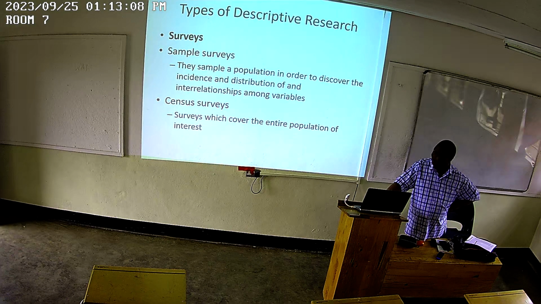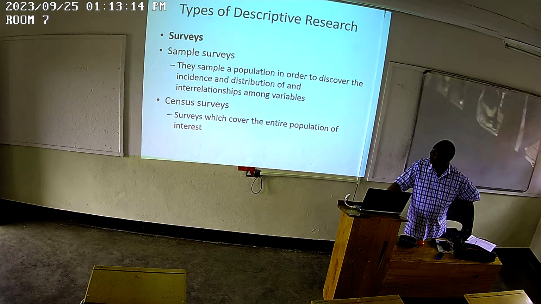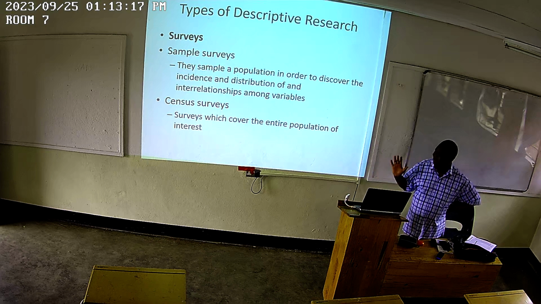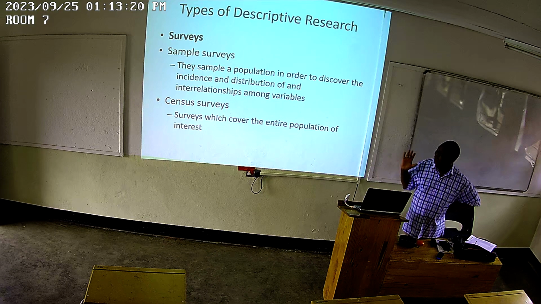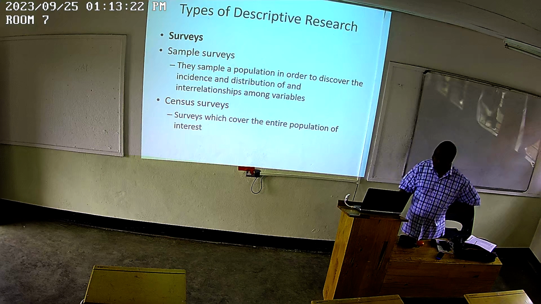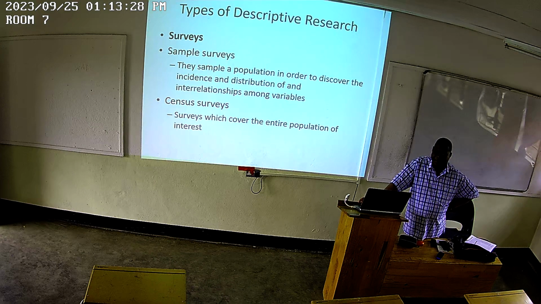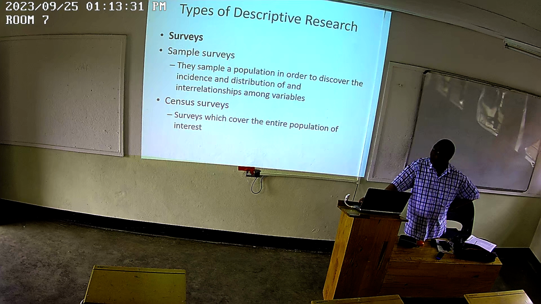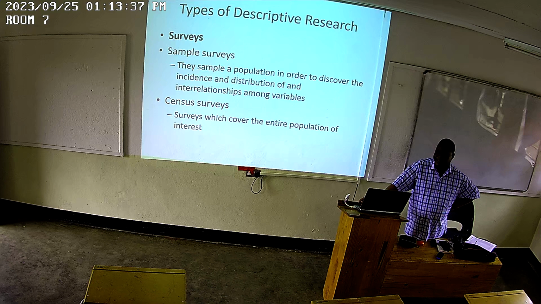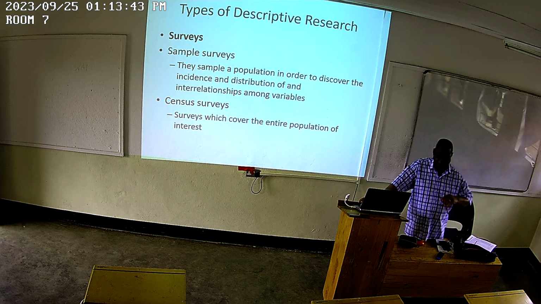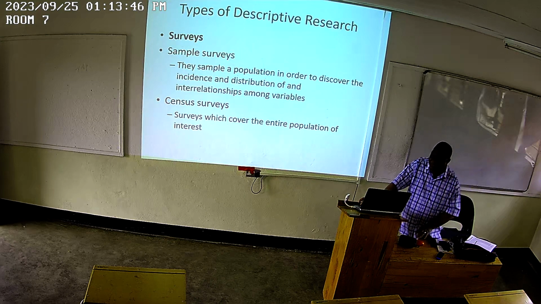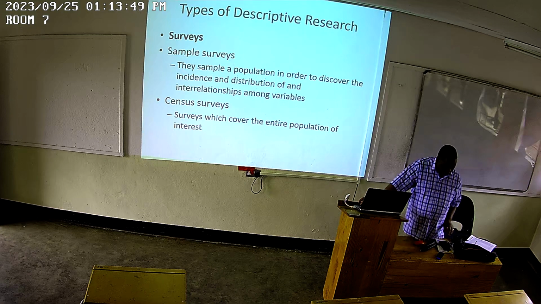census surveys. Sample surveys are surveys that are designed to study the population, but instead of studying each and every element in that population or each and every person in that population, you only use a sample. So you have to draw a sample from such a population and study that sample. And from whatever you find from the sample, you infer to the population using various statistical procedures.